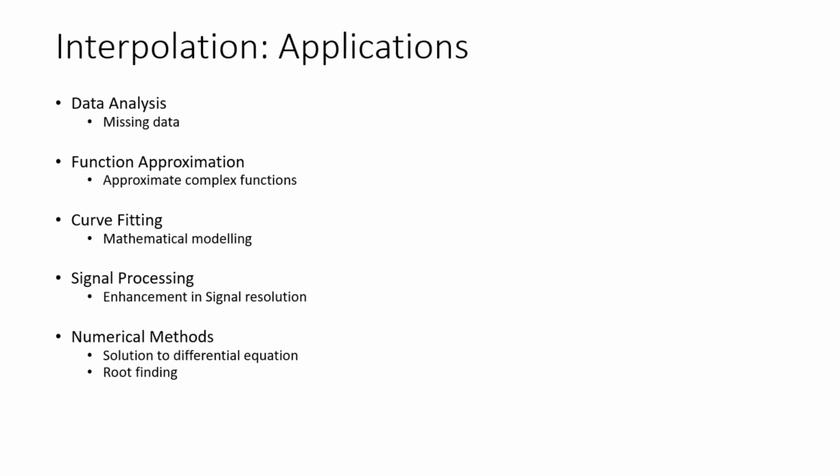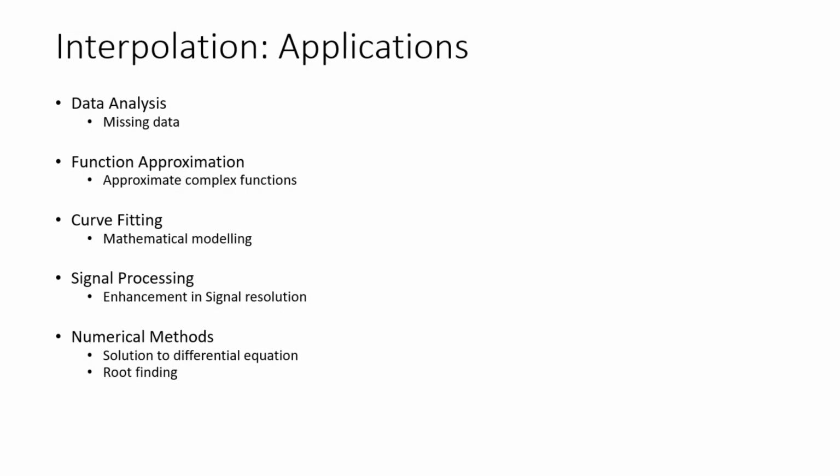In data analysis, when dealing with data sets containing missing values, interpolation is used to estimate those missing values based on the known data points. In function approximation, interpolation techniques like polynomial interpolation, spline interpolation, or rational function approximation are used to approximate complex functions with a simpler and computationally tractable form.